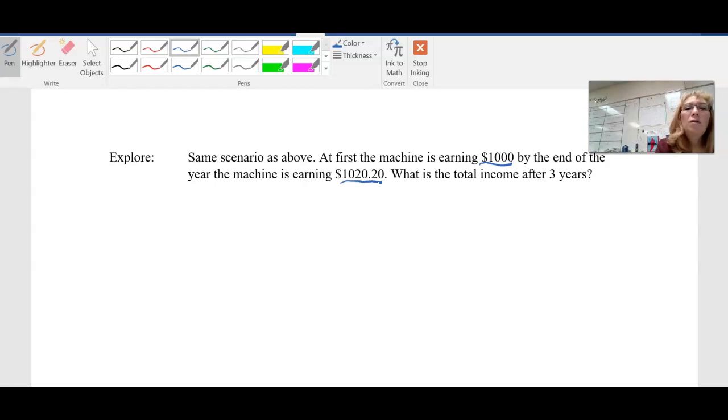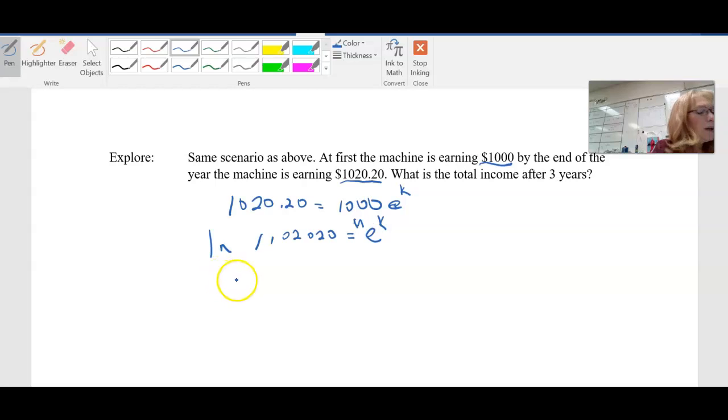First step, you should have created your formula. So this is where I'm ending. 1,000 e to the k, and then t is just 1. Divide by 1,000. So you got 1.0202 equals e to the k. Take the natural log of both sides, and we get 0.02 equals k. Better, at least my constant of variation is positive. It may not be large, but at least it's positive.